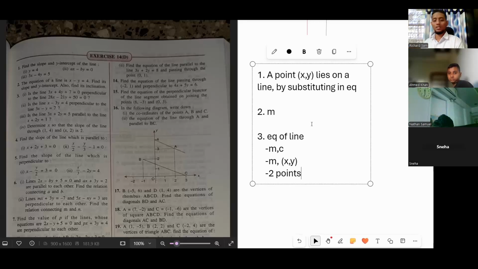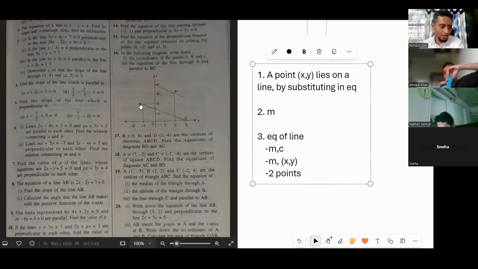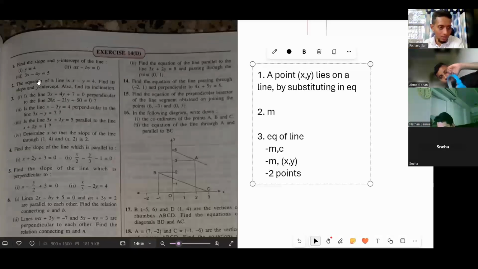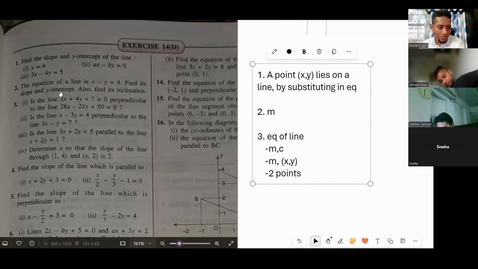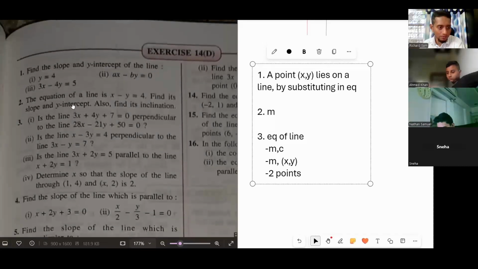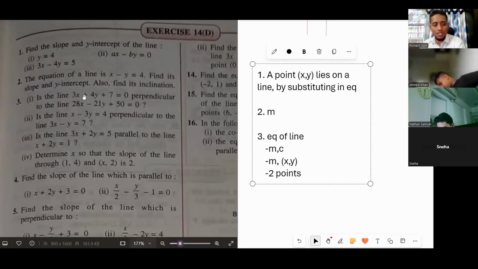Alright, so this was everything that this whole chapter had. Now there are two more exercises, so let's do some questions from here. Look at the second question, 14D, question number 2. The equation of a line is x minus y is equal to 4. Find its slope and y-intercept. Also find its inclination. So now they've given the equation, and from that equation you have to find slope and y-intercept. How will we do this?